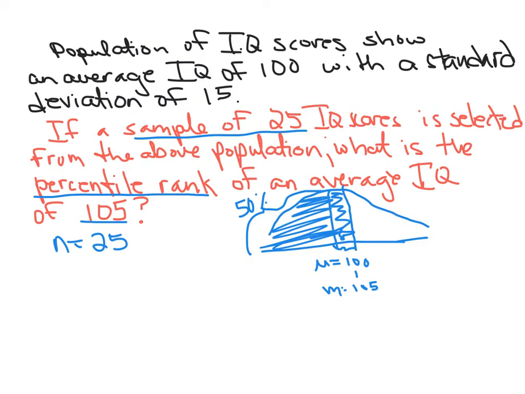What we need is the z-score equation for means. So 105 is our sample mean that we're discussing, minus 100, which is the population mean, divided by, remember, the standard deviation of the population, 15, divided by the square root of sample size, 25. So when we plug that in, I'm going to plug it in real quick, divided by the square root of 25.